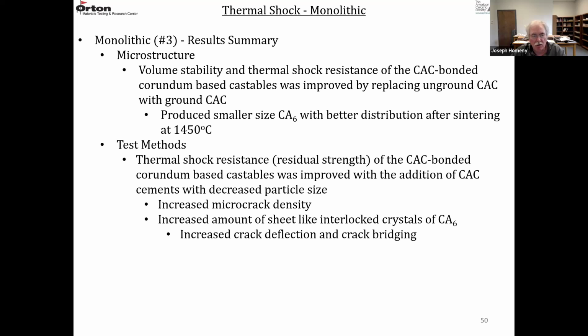So if you have any questions on any of this material, this course was designed to show you basically what features in the microstructure, how you can design microstructures to improve the thermal shock of refractories. If you have any questions, you can contact me anytime, and I'll be happy to answer them.